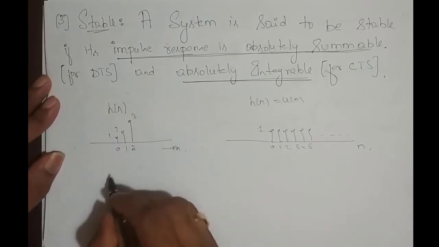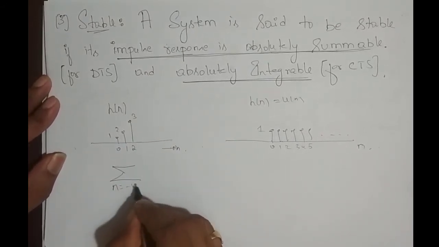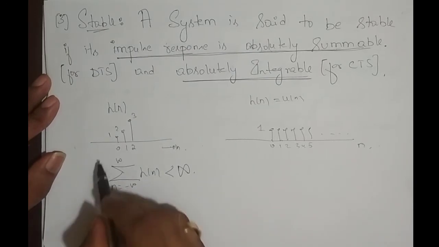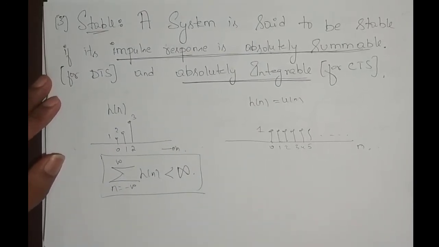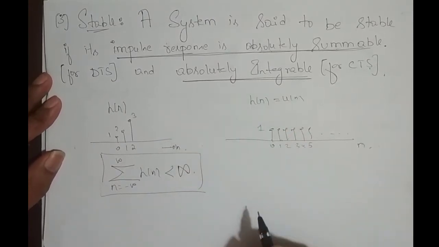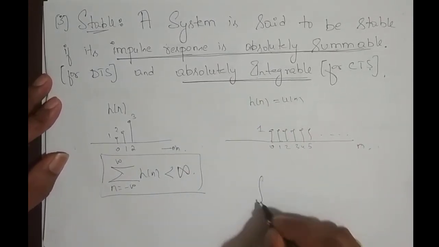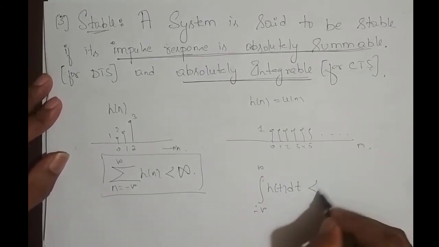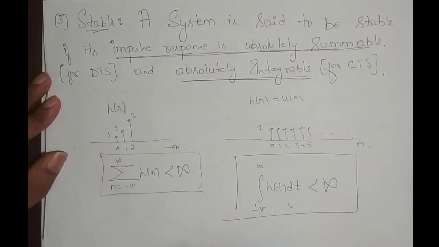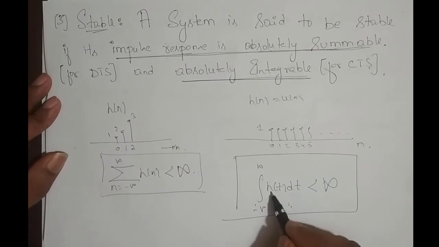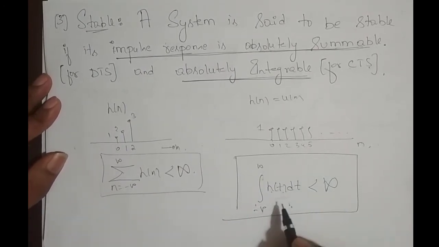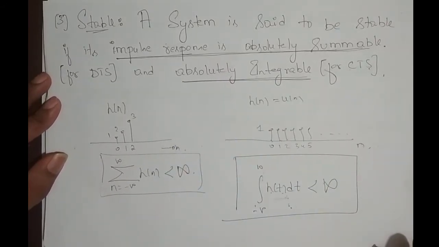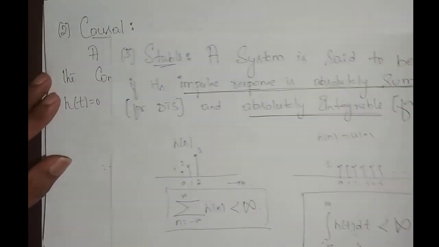The condition is nothing but you just sum it up: summation n varying from minus infinity to infinity of the magnitude of h of n should be less than infinity. This is what we say is absolutely summable. And for a continuous time system, it should be absolutely integrable. In the sense, if I integrate t varying from minus infinity to infinity of the magnitude of h of t dt, this should be less than infinity. This is called absolutely integrable. When I integrate h of t, the integration value we get should be a finite value. Then we call it absolutely integrable. Then the system is stable. Otherwise, it is unstable. Fine.